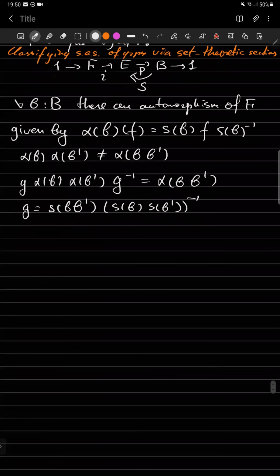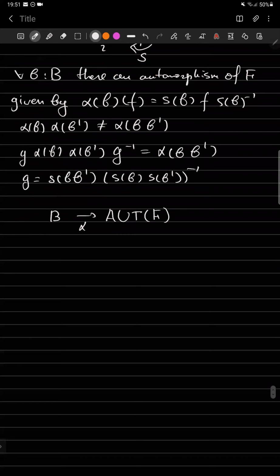So we get a weak two-functor. Here we already see that the functor should be weak because we don't have functoriality, but we have weak functoriality. That means that we have functoriality up to equivalence. So we get a weak functor B alpha from B to this category Aut of F. Equivalent functors give equivalent extensions.